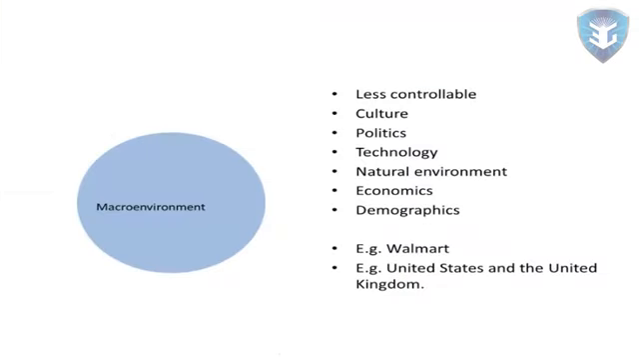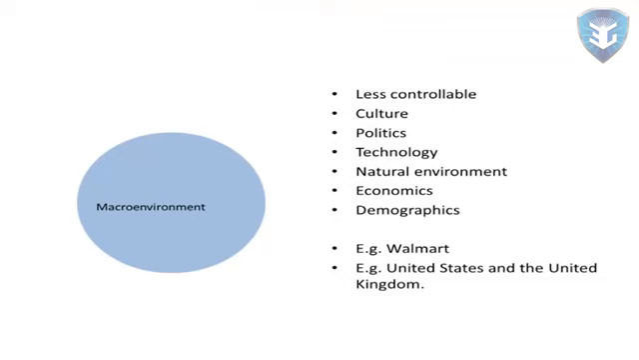Now let's consider our macro environment. The macro environment is less controllable. The macro environment consists of much larger, all-encompassing influences which impact the micro environment, but from a broader global society perspective. Here we would consider culture, political issues, technology, the natural environment, economic issues, and demographic factors, amongst others.